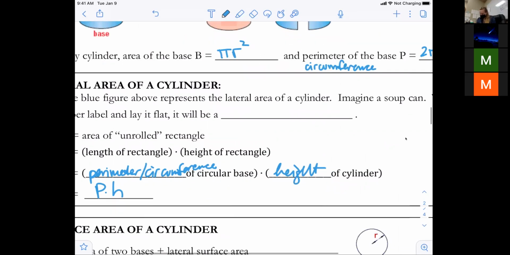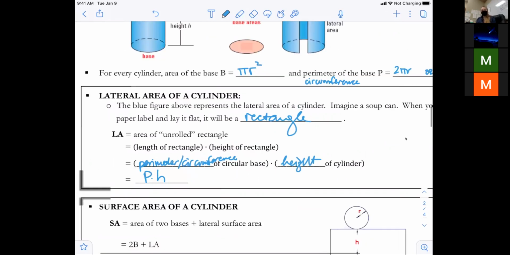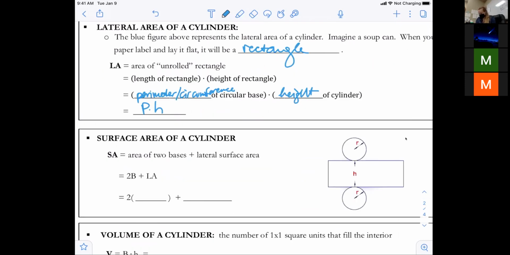Oh, the blank I forgot is a rectangle. I said that word and then I didn't write it in. When you unroll that paper label, it becomes a rectangle. Surface area is the exact same thing as it was before. It's just 2B plus LA. Remember that LA is P times H.